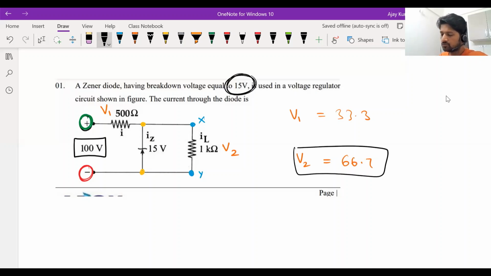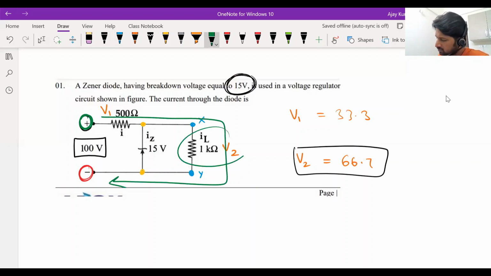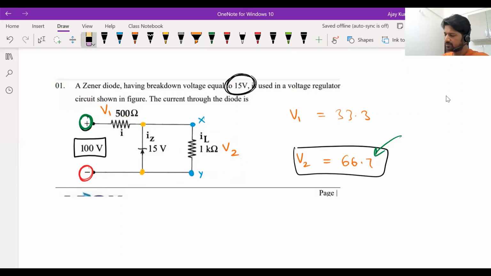But the Zener's breakdown voltage is only 15 volts. So it won't allow the voltage to become 66.7. See, basically what happens when all the current flows through the resistors only, then the voltage across this tends to become 66.7. But there is a zener in between. Once the voltage tends to become more than 15 volts, it will divert the current. It won't allow that much current to pass through the load at all. So that much voltage won't even develop across the load. Okay. The zener will take some current.